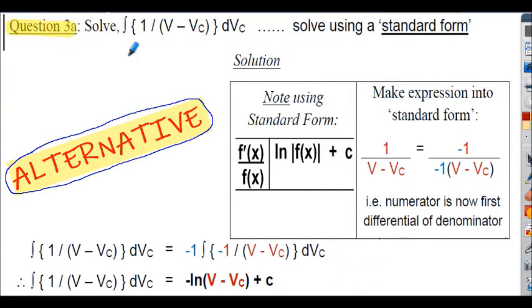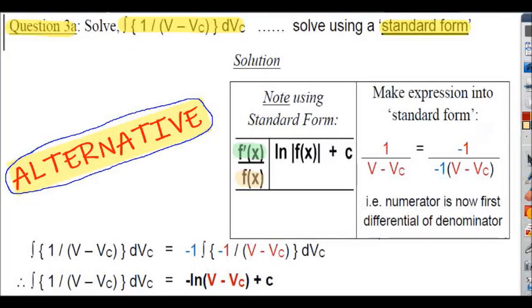Question 3 part A solution continued. This is an alternative solution solving the integral from the previous slide, but now using a standard form shown here, function dash x divided by function of x. We've reviewed this standard form in our previous presentation related to integration using substitution.